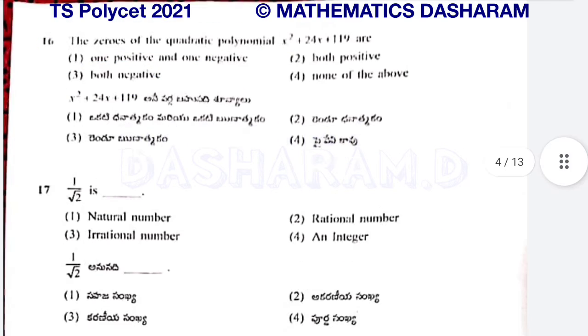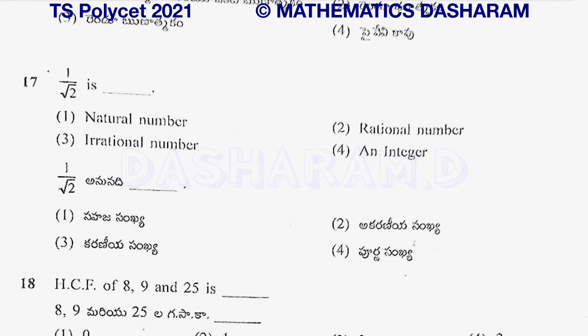So next question, 17th one, 1 by root 2 is dash. First of all, root 2 is an irrational number, then 1 by root 2 is also an irrational number, so option 3 is correct.